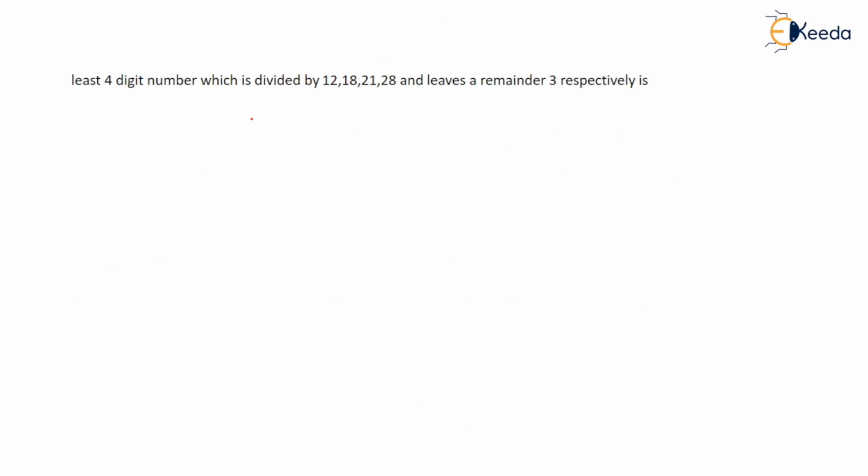Okay, so here is a question where we have to find a 4-digit number which is divided by these numbers and gives a remainder 3. Divided by means what? LCM. And gives a remainder 3 respectively. So in each case they give remainder. So 12, 18, 21 and 28. You have to find a number. Let's divide it by the common number 3. We will not divide 21. So 5, 6, 28 is also there.